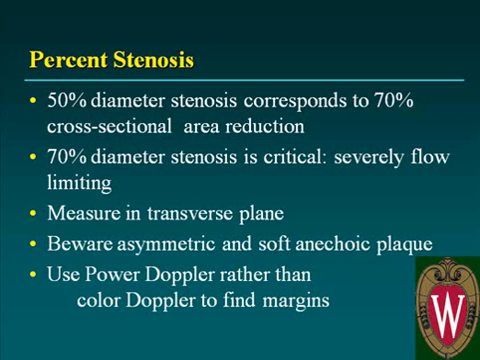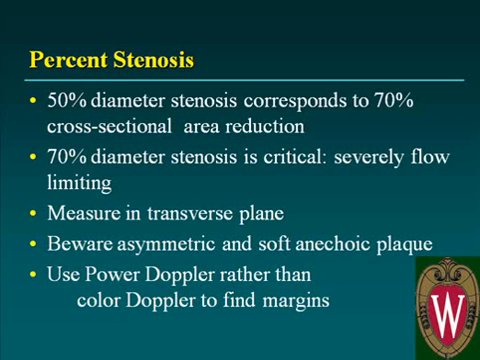To remind you a bit about how these things are typically reported, usually stenoses are reported in terms of a percent diameter stenosis, which is not the same as cross-sectional area reduction, because a 50% diameter stenosis corresponds to about a 70% area reduction. Similarly, a 70% diameter reduction corresponds to critical stenosis or severely flow-limiting lesion. This type of stenosis is typically measured in the transverse plane, but beware of asymmetric or soft anechoic plaque, which can be missed. In general, power Doppler, if available, can define the margins of the plaque with greater precision than color Doppler.